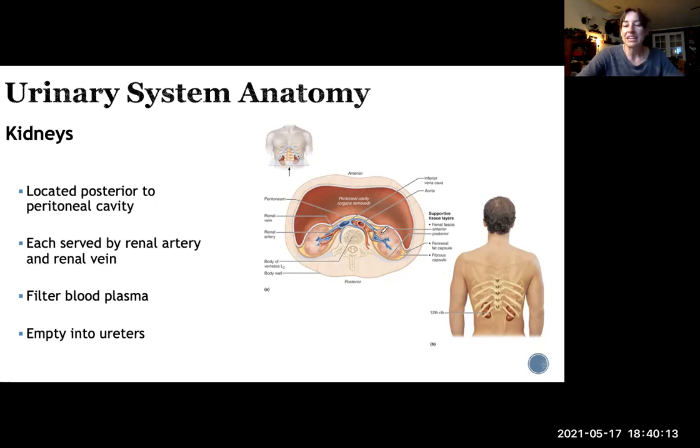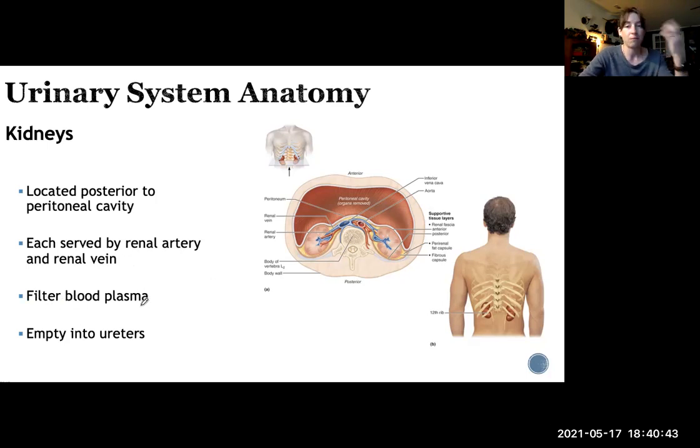So each of your kidneys is served by a renal artery and a renal vein, which we looked at when we talked about the blood vessels of the body, right? These come directly from the abdominal aorta and the inferior vena cava, respectively. I guess not respectively: the renal artery comes from the abdominal aorta and the renal vein goes to the inferior vena cava.